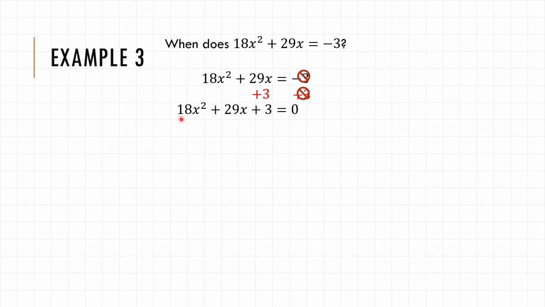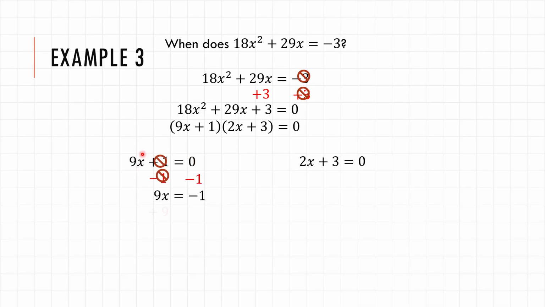But suffice it to say that this factors into 9x plus 1 times 2x plus 3 equals 0. What values of x make either of these equal 0? That's a little bit harder to figure out, so I'll just do that separately. When does 9x plus 1 equal 0? All I have to do is isolate x to find that it happens when x is -1/9.